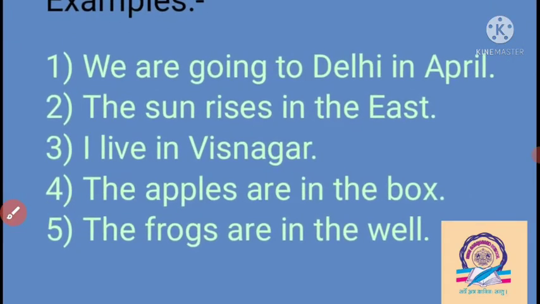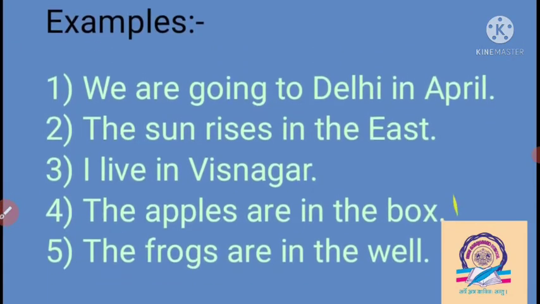Examples of "in": we are going to Delhi in April. So "in" is used before April, before the month. The sun rises in the east. So here "in" shows the direction. So the sun rises in the east. Then, I live in Visnagar. So inside Visnagar, it is the place.